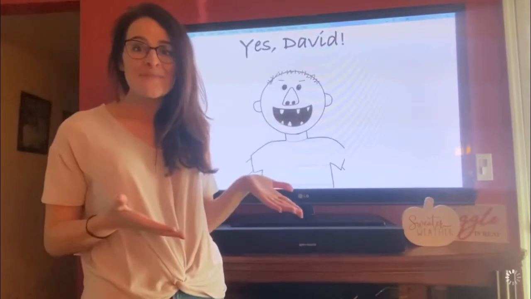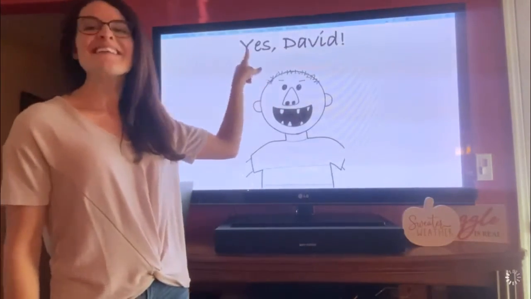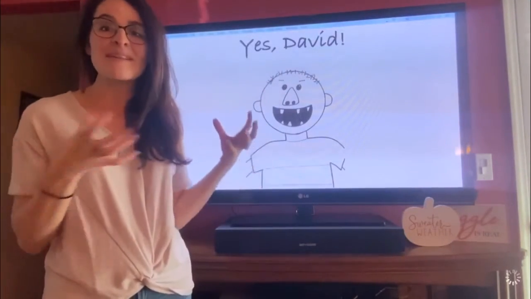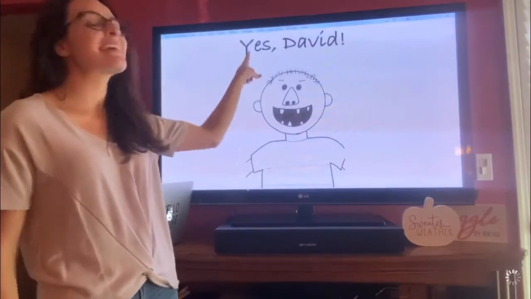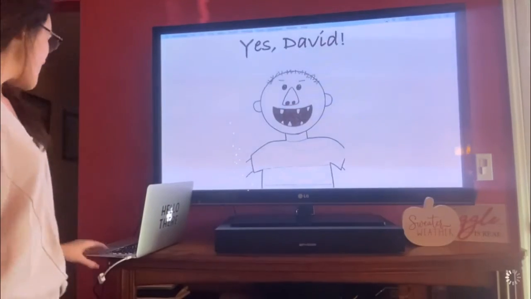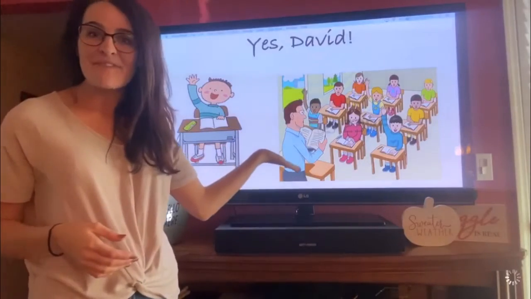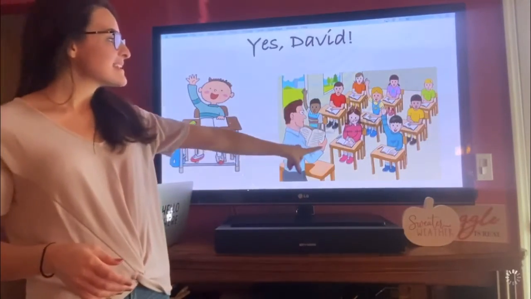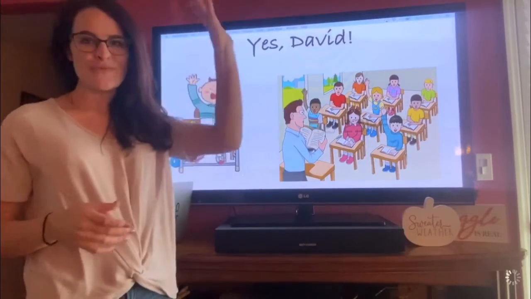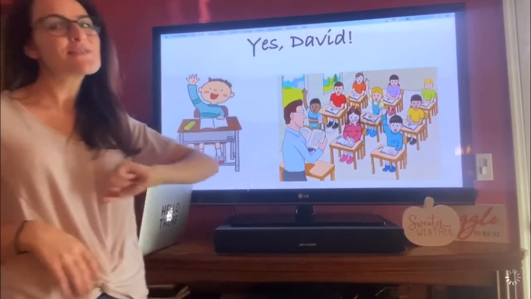So now the opposite of no is yes. So we're going to learn about all the things that David can do so we can say, yes, David, yes, you can do that. So the first one, we have friends that are teaching David to sit in their seat nicely, stay on task, and when you're in school, raise your hand. Yes, David, you can do that in school.